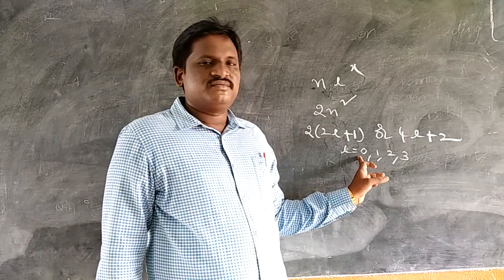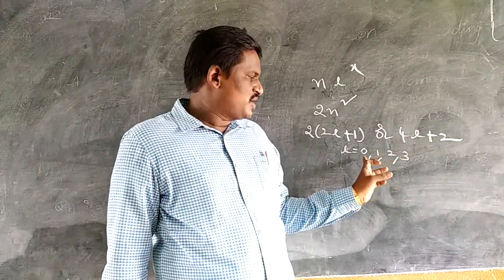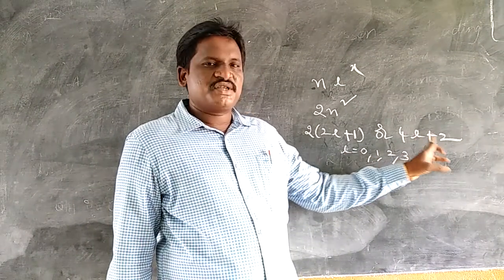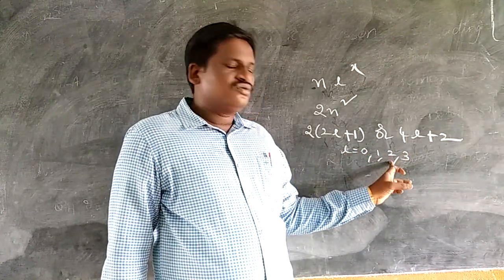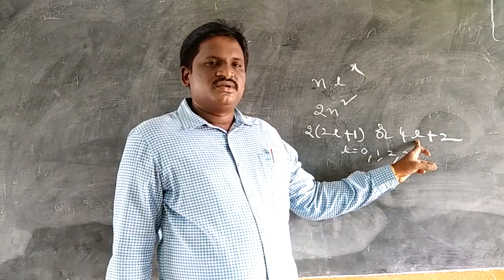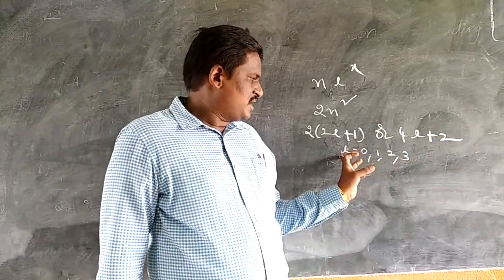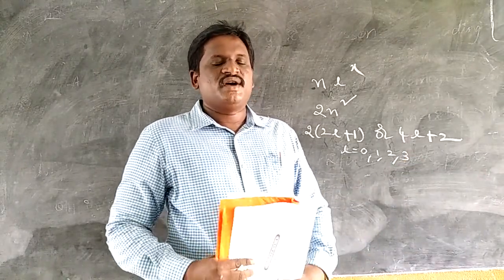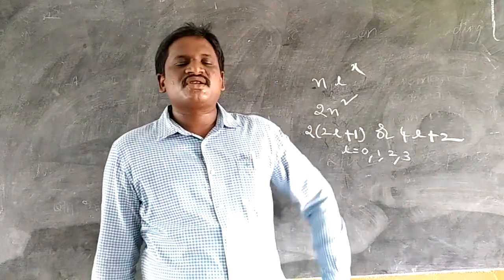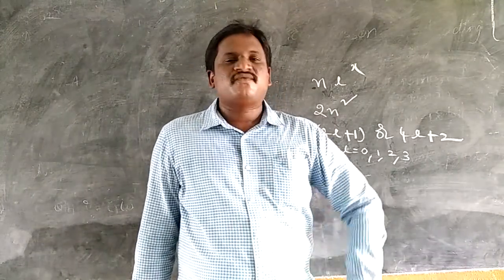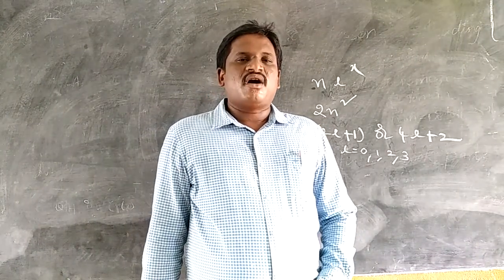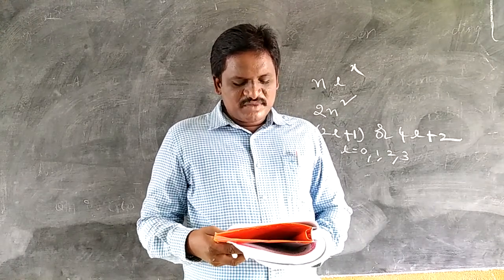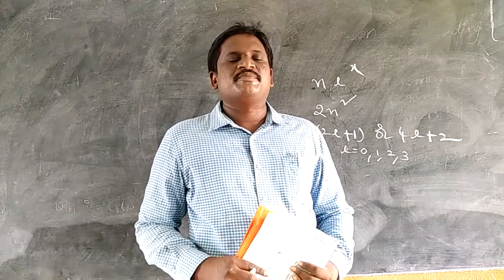L equal to 0: applying the formula, 4 into 0 plus 2, 2 electrons. L equal to 1, p subshell: 4 into 1, 4 plus 2, 6 electrons. L equal to 2, d subshell: 4 into 2, 8 plus 2, 10 electrons. L equal to 3, f subshell: 4 into 3, 12 plus 2, 14 electrons. Finally, the maximum number of electrons that can be accommodated in any subshell is given by the formula 2 into (2l plus 1) or 4l plus 2.